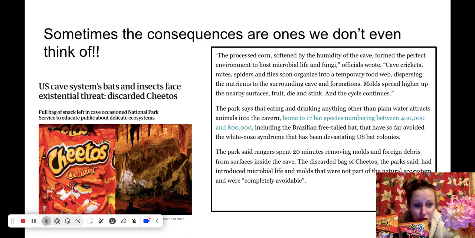And it also means that you should not drop it or leave it behind in a cave. Because this just happened very recently. Some moron tourists, right? Left behind this unopened bag of Cheetos in a cave in a national park. And they had to take serious consequences to do about this.